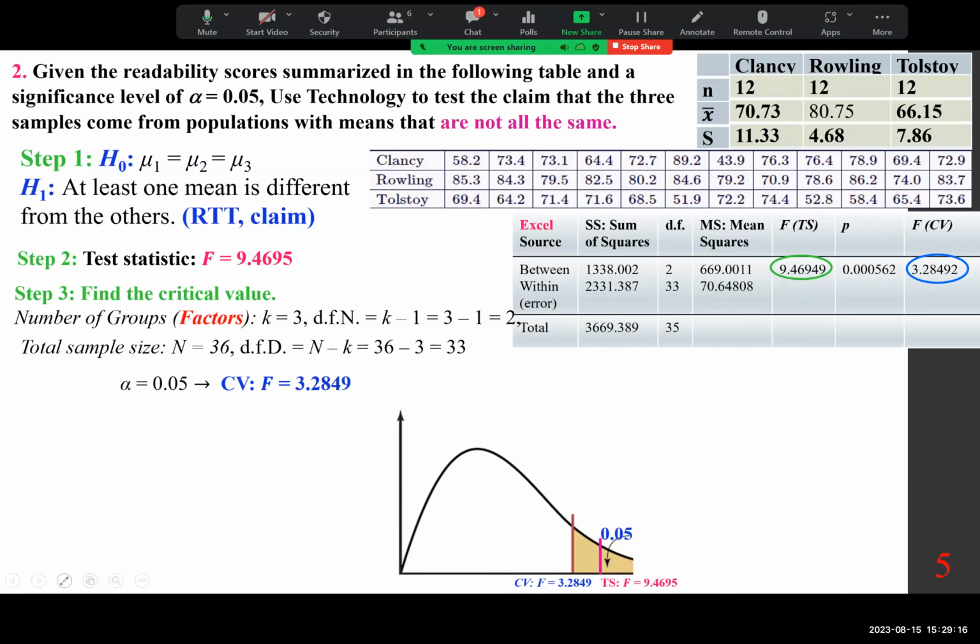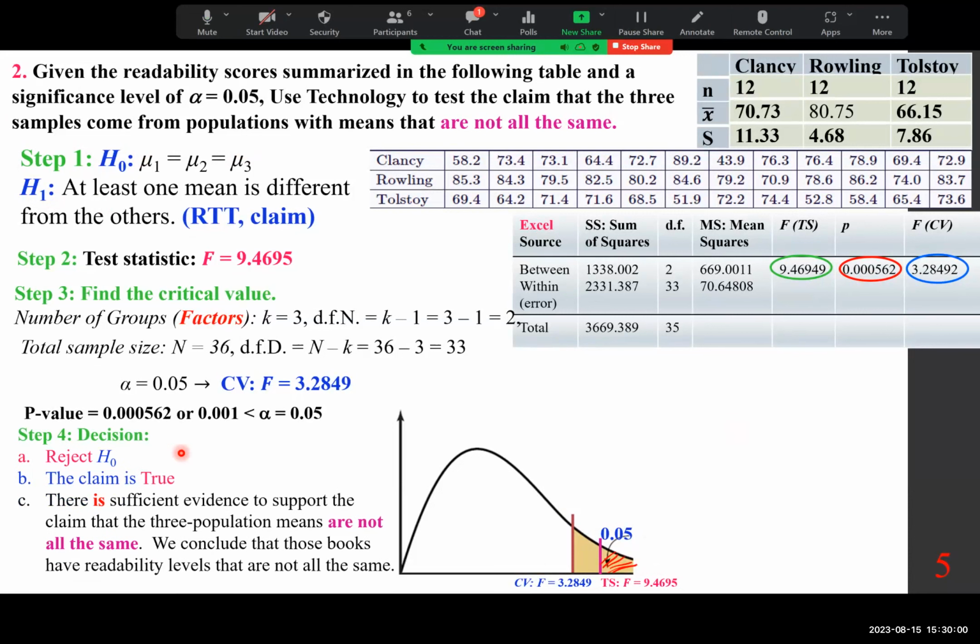As far as the p-value, by the way, it would be the area to the right of that. This would be the p-value, and the p-value happened to be there too. And so that's way less than alpha of 0.05. In both cases, whether I compare the two numbers, critical value versus the test statistic, or the two areas, alpha versus the p-value, reject H0 because it's way into the rejection region. So if you're rejecting H0, you're not rejecting H1, so the claim is true. Reject H0, the claim is true.